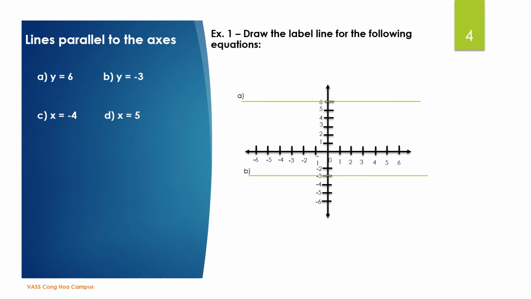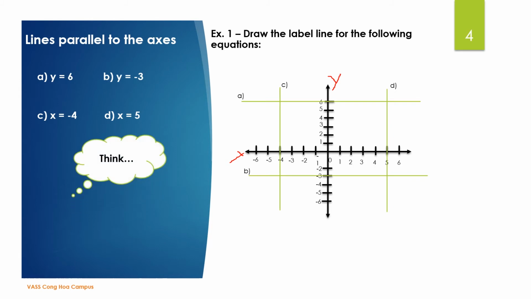Same, straight line. So both these lines are parallel to the x-axis. C and D, x equals -4, and x equals 5. So again, both these lines are parallel to the y-axis.